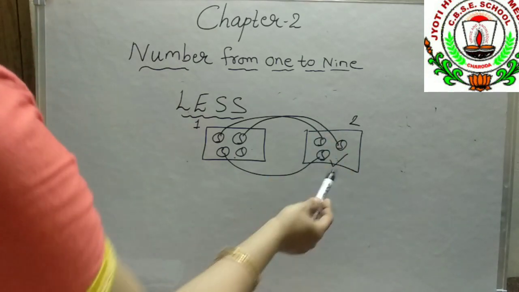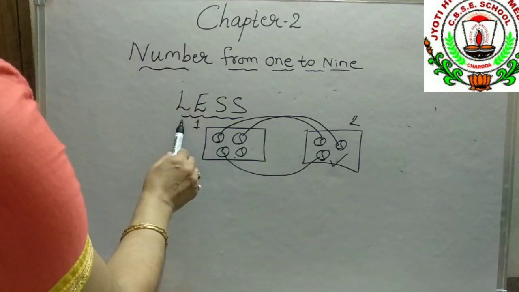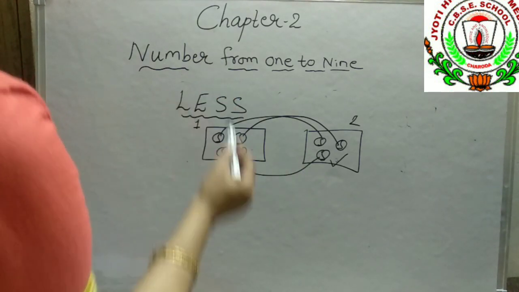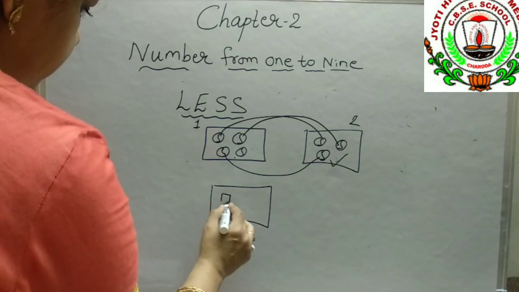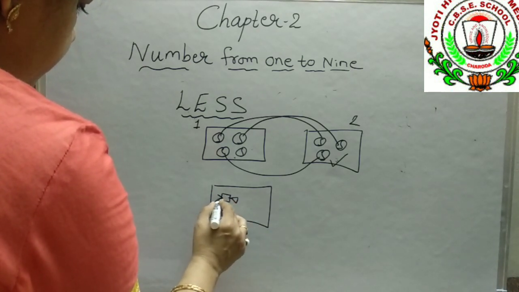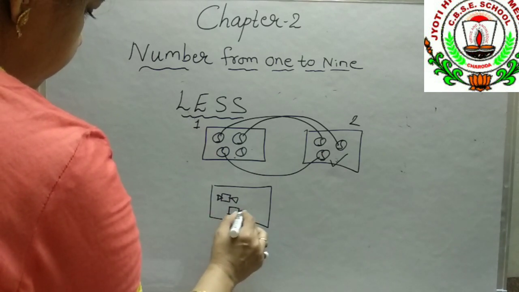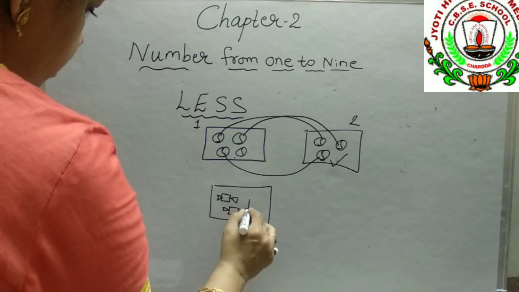So we will put a tick mark in the second box because we have to tell the box which has less balls. Second, I am making some toffees in it. This is box number 1. I have made some toffees in this.